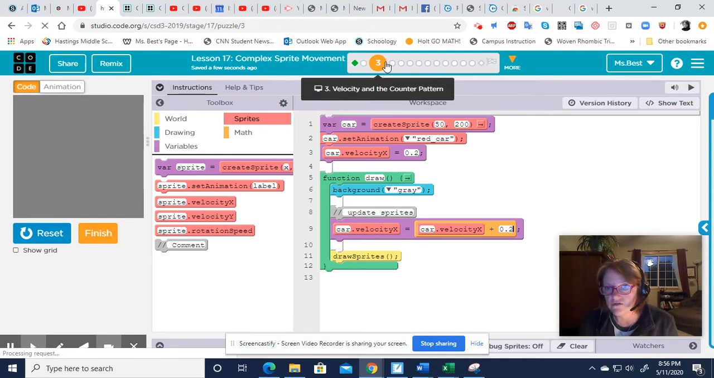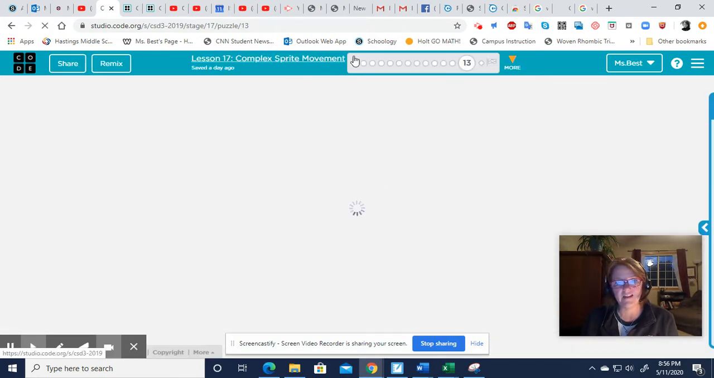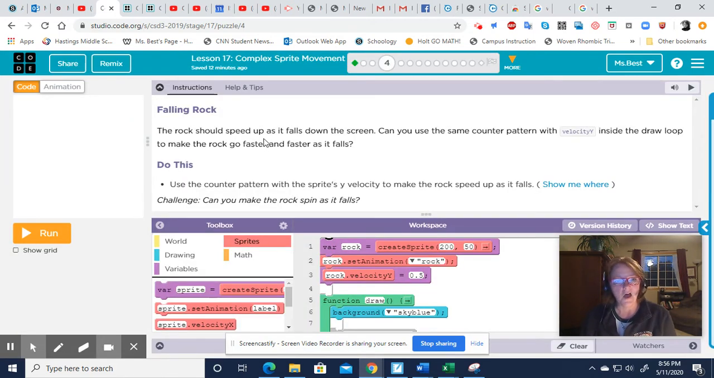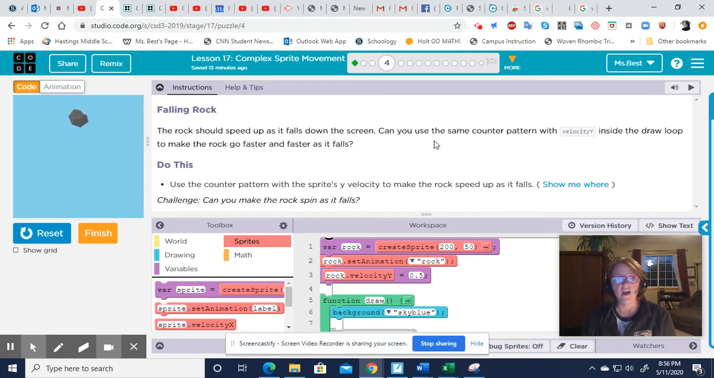Let's move on to level number 4. Not 13. Good grief. Don't be an overachiever. We're not skipping. All right, level number 4, a falling rock. The rock should speed up as it falls down the screen. Well, let's look. Okay, slow motion here. Can you use the same counter pattern, this time with velocity y, inside the draw loop to make the rock go faster and faster as it falls? Okay, so what we're going to do is the same sort of thing with velocity y and make the rock travel faster. And can you make it spin as it falls?